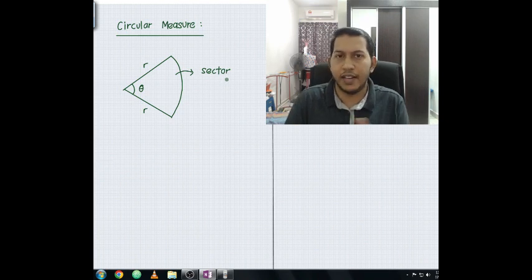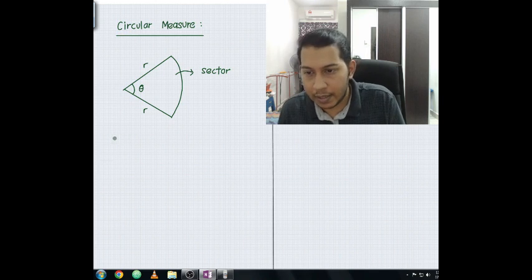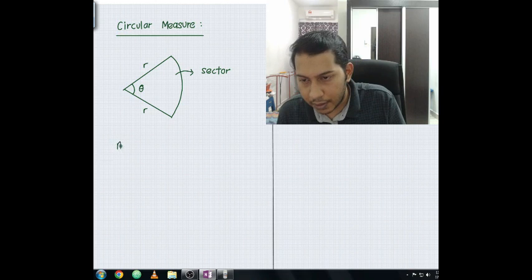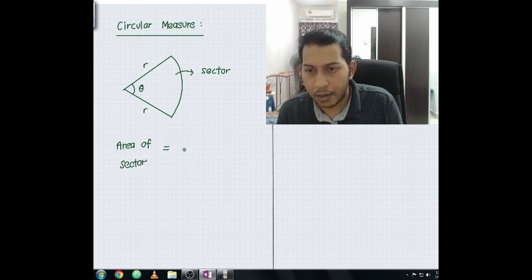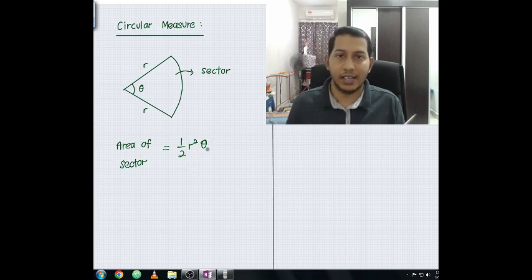So how to find the area of a sector? To find the area of sector, we're going to apply this formula. This is the first time we are learning it. The area of sector will be equals to half times r square times theta. Remember guys, this theta is in radian.